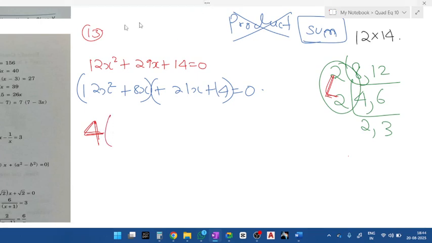Then what about alphabets? X square and x. Which one has the least degree? x has the least degree. Now this is the common value. How do you factorize this?